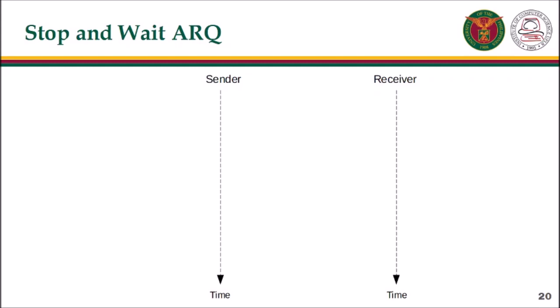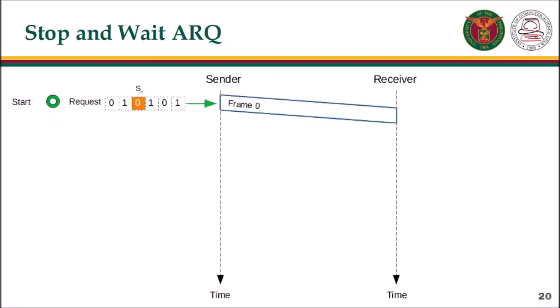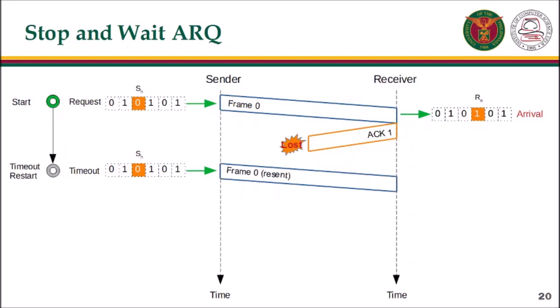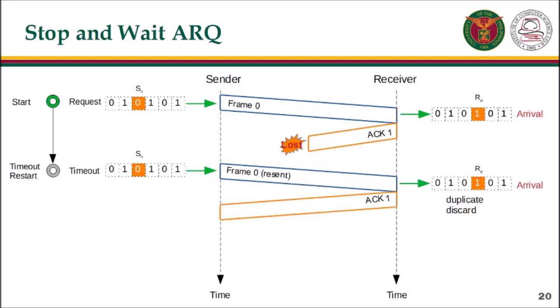Here is another scenario. The timer will start. Frame 0 will be sent. The receiver acknowledges it by sending acknowledgement 1. However, the acknowledgement number got lost. After some time, the timer on the sender side will expire. The sender will resend frame 0. At the receiver end, it will see that it's just a duplicate. It will discard the duplicate, but it will still send acknowledgement 1.